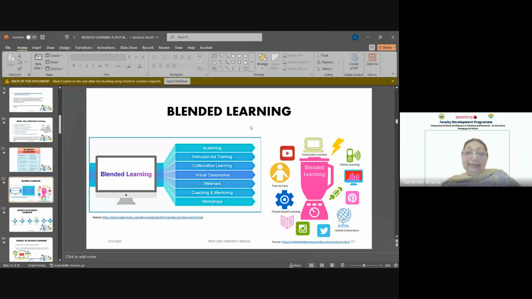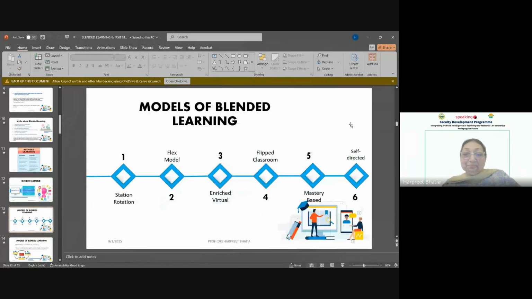So when we say blended learning, it is a blend of e-learning, instructor-led training, collaborative learning, virtual classes, webinars, coaching and mentoring, and workshops. You can see it's quite a tall order, but it doesn't mean we have to do everything out of all these aspects. Those which are necessary for whichever student, we can bring up, and let go of the others. We don't have to do everything that it says over here.